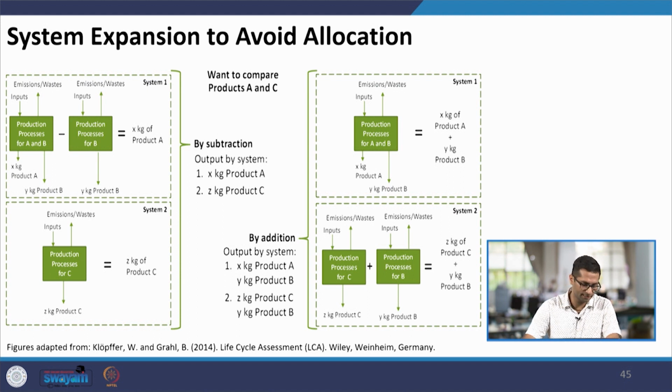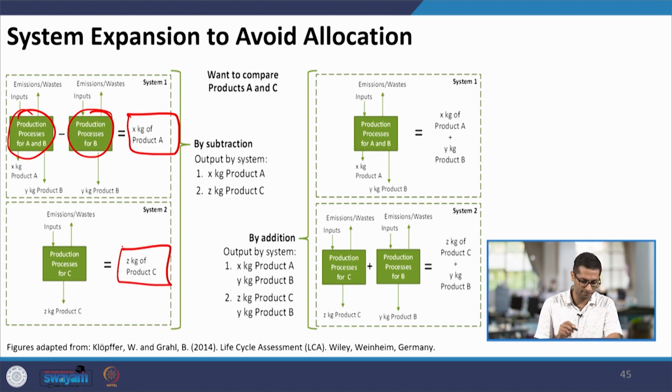So what happens in this case is, I will have the system that has the production of product A and product B. Suppose we are producing X kg of product A and Y kg of product B. And what I will be doing is finding another process for the production of product B, one of the most conventional processes for production of B, and subtracting the emissions that come from that, or the inputs and the outputs related to that production process B, from the earlier process. So the final output is production of product A, and this is something that I can compare easily with product C. So this is the system expansion by subtraction.